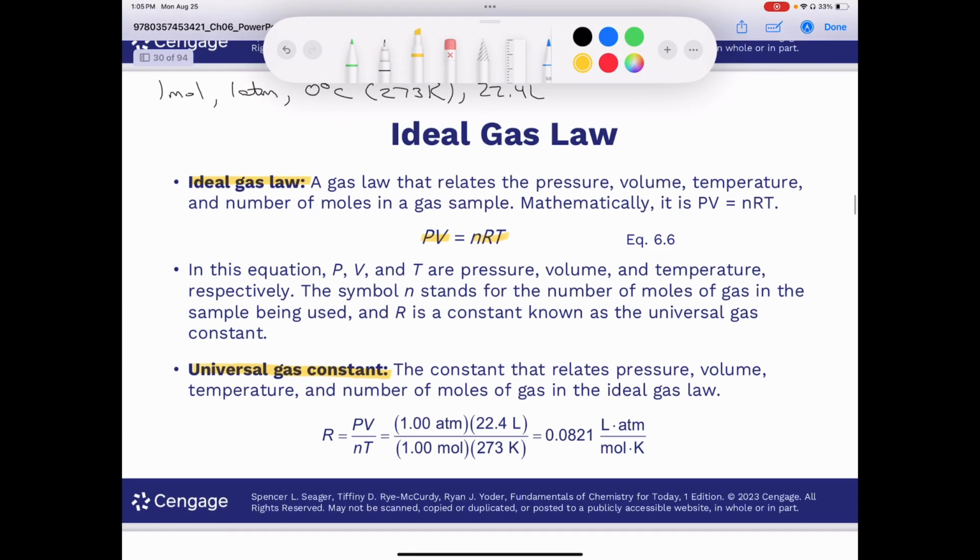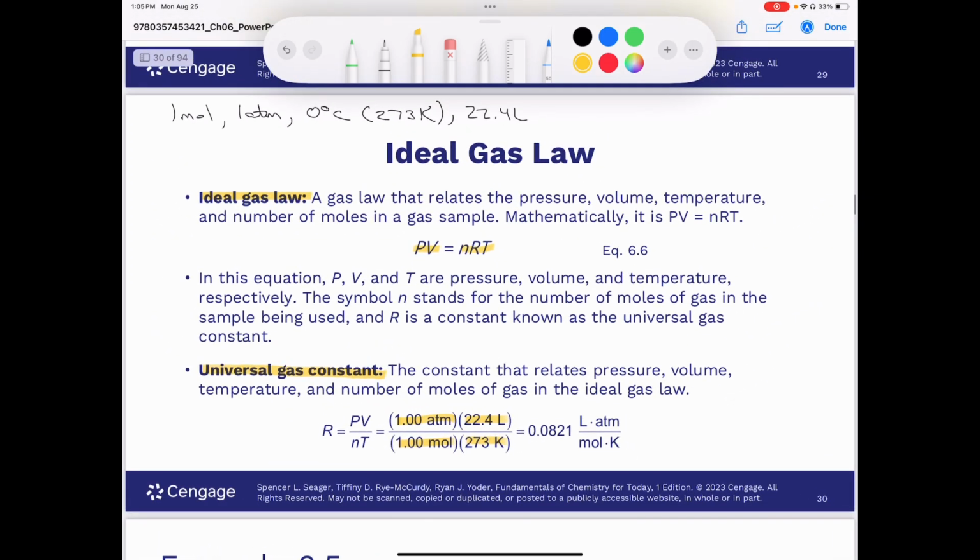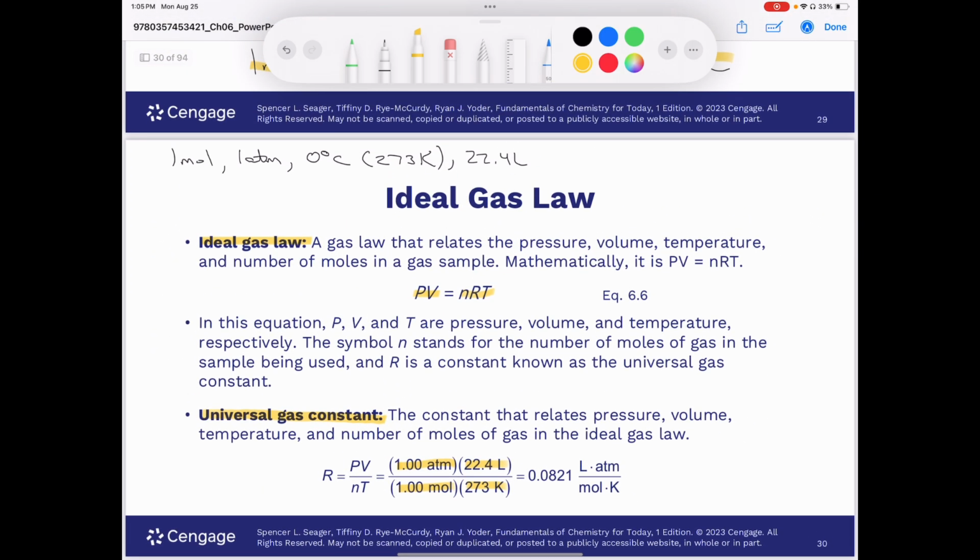And we can actually solve for R. You can see here, they put in standard pressure, standard temperature, and 1 mole of gas always takes up 22.4 liters, and we get this number, 0.0821. Check out these units: liters times atmospheres divided by moles times Kelvin. And so again, this number is a constant. It's this R right here, and it is a constant that we are going to use. So make sure you memorize the universal gas constant.